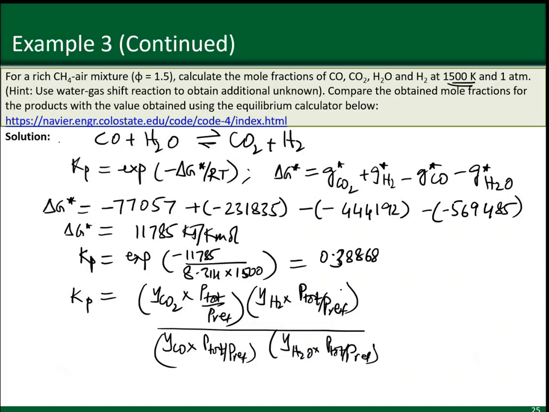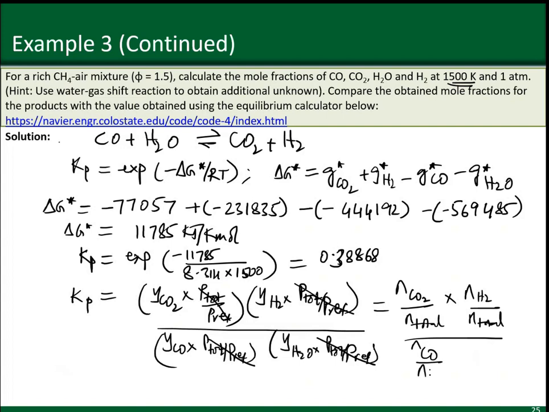Now, as you can see, the P total and P ref get cancelled out. Okay, it's there in numerator and denominator. So what you're left with is mole fractions. But when you look at the mole fractions, I can write the mole fraction as the number of moles of CO2 divided by the total number of moles. Okay, and the same thing I can do for the others: number of moles of hydrogen by N total, number of moles of CO by N total, and number of moles of water vapor by N total.